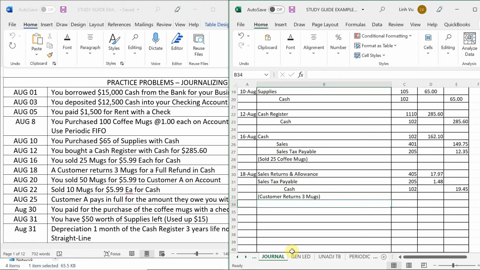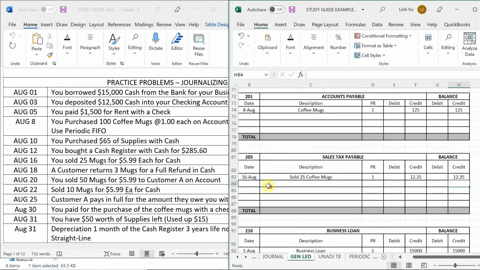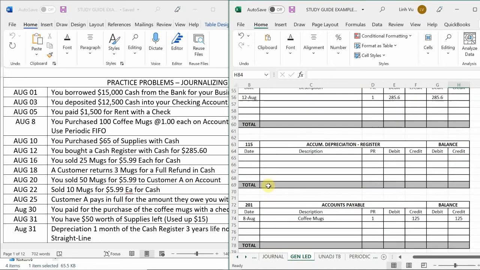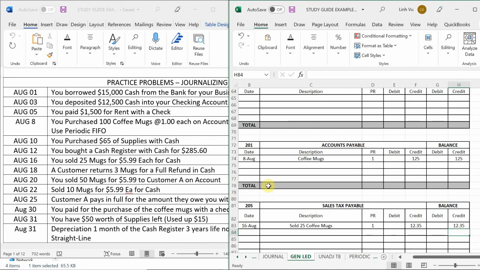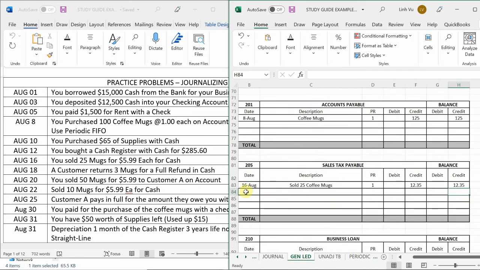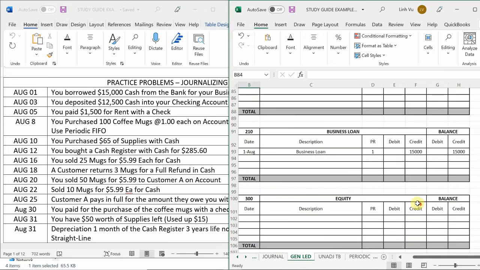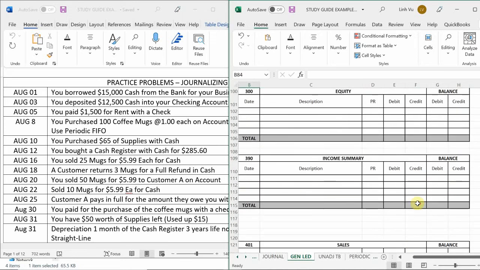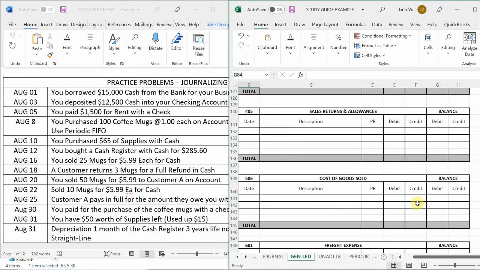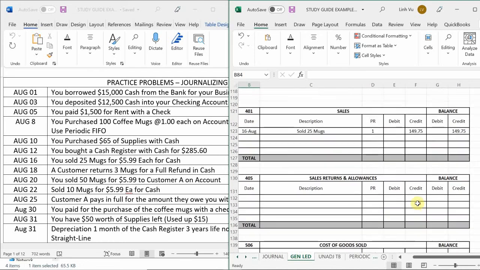So there you go. You got it for $17.97, and then $1.48 for tax, and then you have to give back a total of $19.45. So sales returns and allowances is account number 405. Here you go.